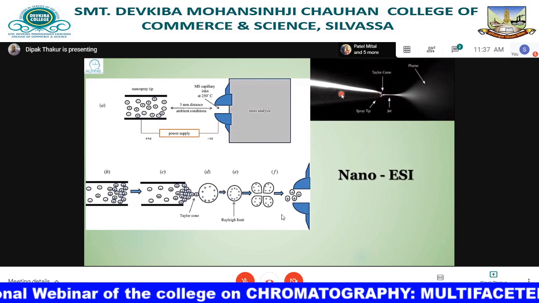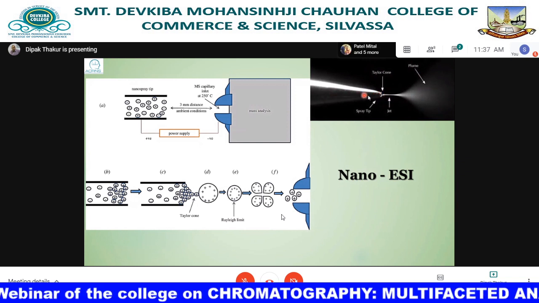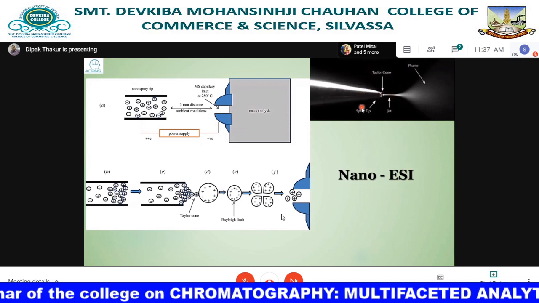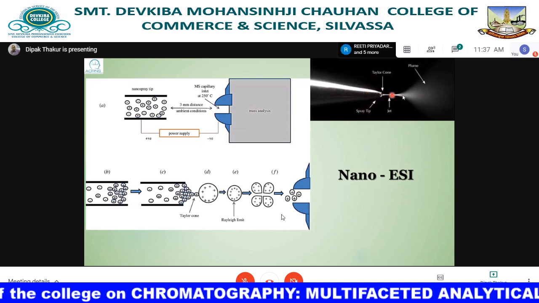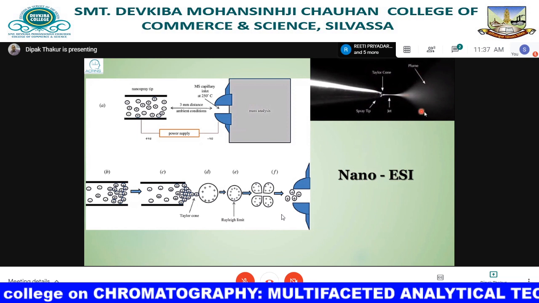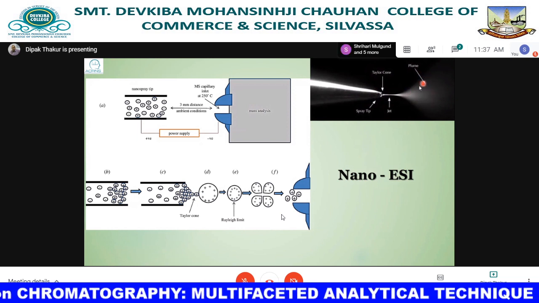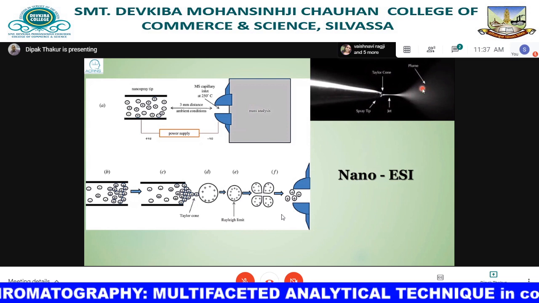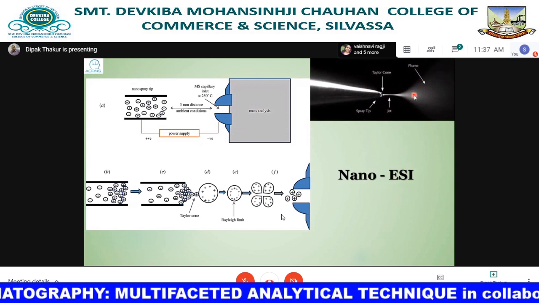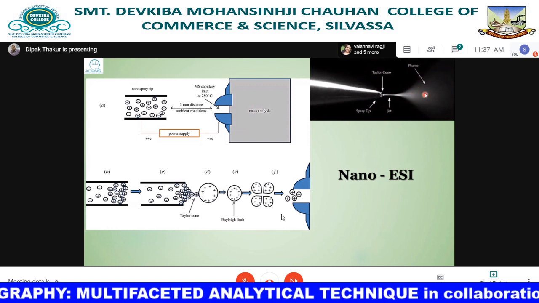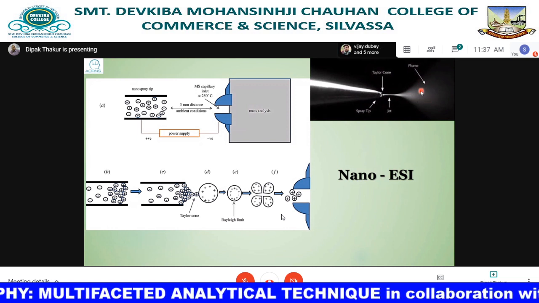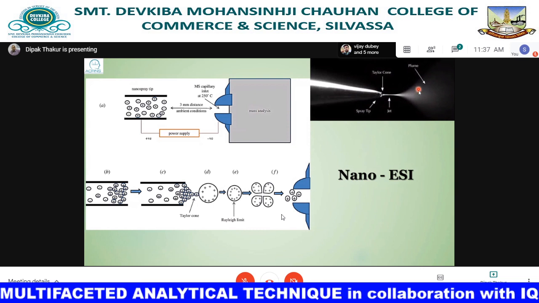This is a tip through which liquid, eluent, is coming out, the voltage is applied here, and this type of spray is formed. Think about it, this spray has all the droplets. And this is how it looks like. When you do LCMS, if you see it under the microscope, you will see it like this. And there are fine droplets.